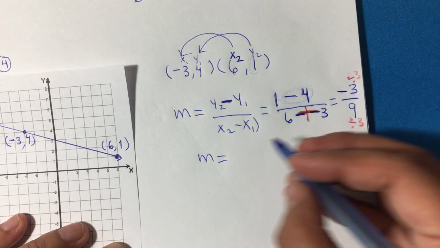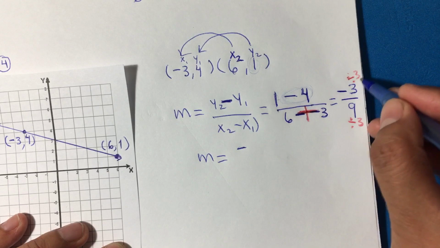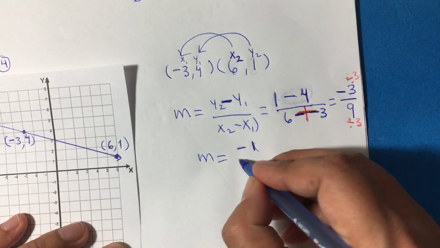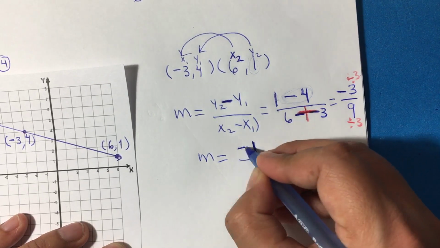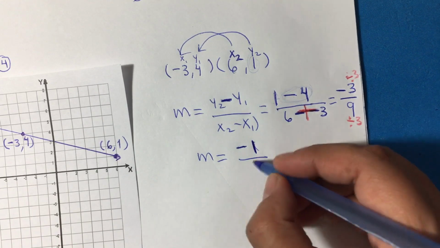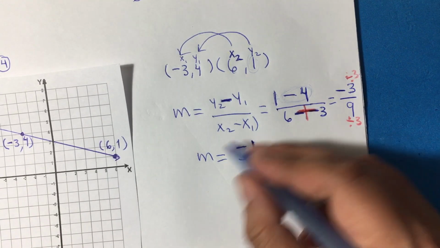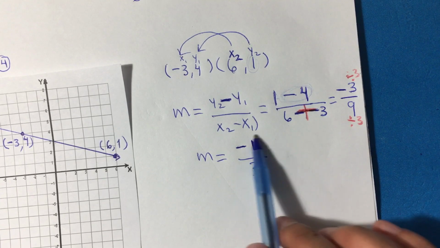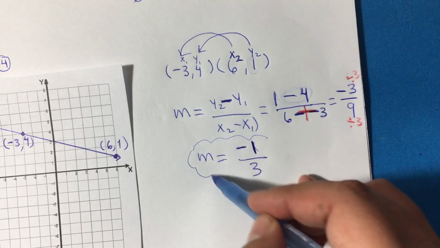Negative divided by positive is negative. 3 divided by 3 is 1. I'm just reducing or simplifying that fraction. 9 divided by 3 is 3. And so this is my slope in simplified form. This is what we need to use, okay?